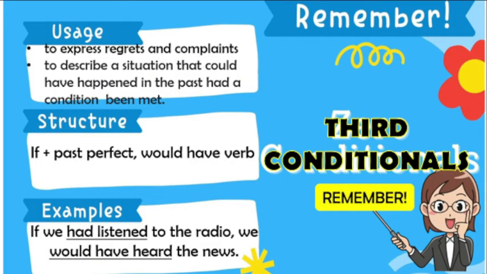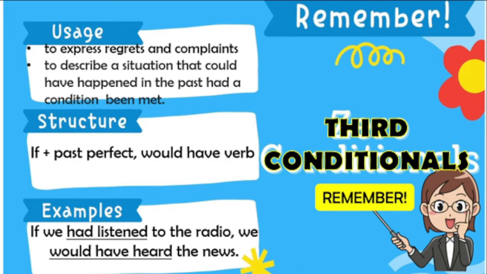Let us talk about the last type of conditional, which is third conditionals. These are used to express regrets and complaints, to describe a situation that could have happened in the past had a condition been met. The structure: if plus past perfect, comma, would have verb. Example, if we had listened to the radio, we would have heard the news.